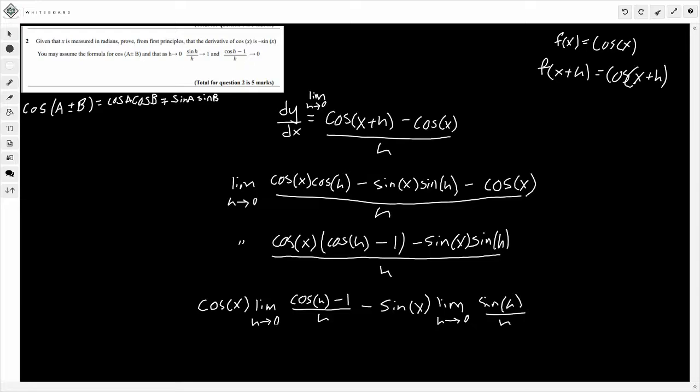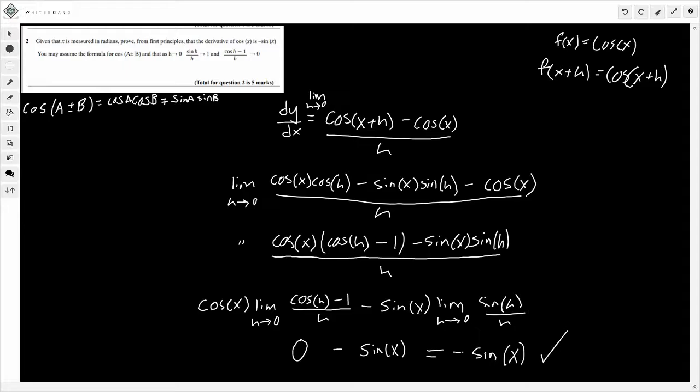We know that as h tends to 0, so that's what we're saying here. We're taking the limit as h tends to 0. Well, cos h minus 1 over h, as h tends to 0, that tends to 0 as well. So this is 0. And then we've got 0 times cos x, but obviously anything times 0 is just 0. Then we've got minus sine x times the limit, as h tends to 0, of sine h over h, which we know tends to 1. So we've got minus sine x times 1. So this is 0 minus sine x, which is just clearly minus sine x.